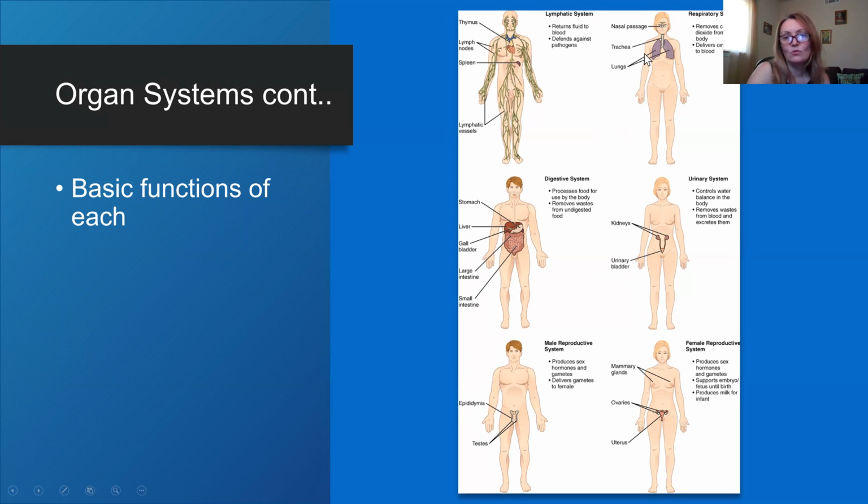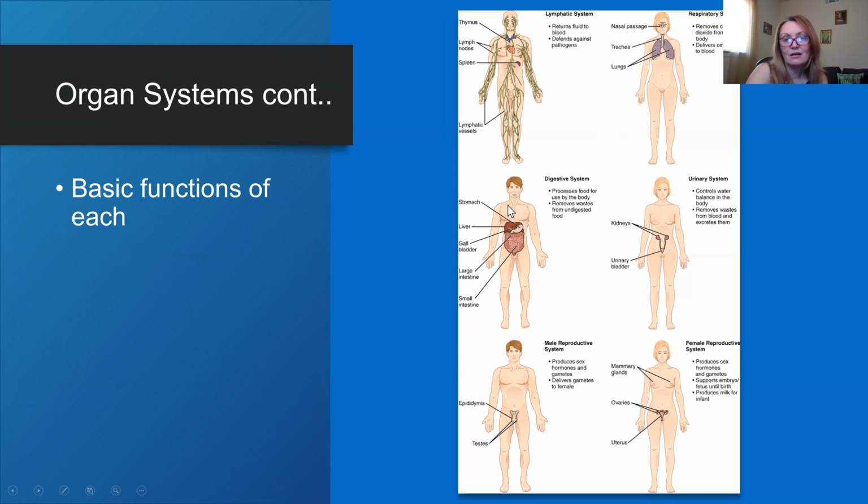Respiratory system, and organs will include the trachea, bronchioles, alveoli, and lungs, and functions are removal of carbon dioxide from the body and delivering oxygen to the blood.